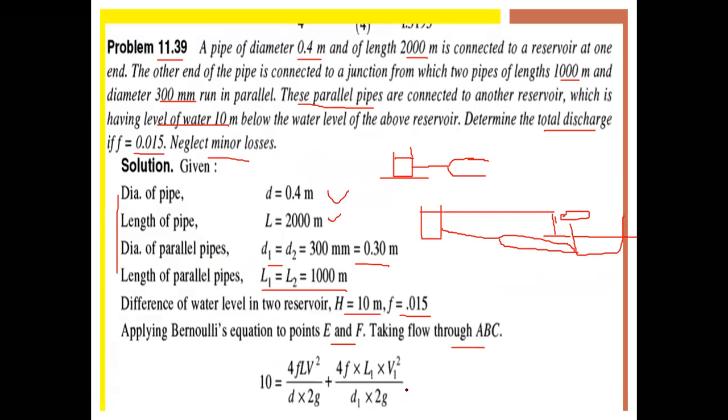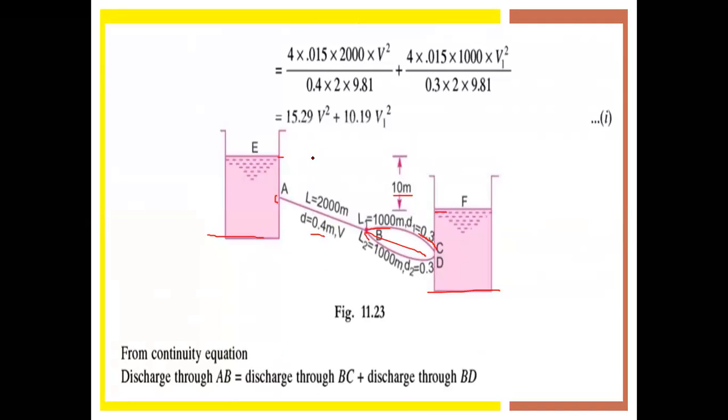Now substitute here, keeping the values there. 4 into F into 2000 into V square by 0.4 into 2 into 9.81, plus 4 into F value, L value, V1 square by 0.3, 2 into 9.81. So if we simplify all this, therefore we are getting 15.29 V square plus 10.19 V1 square. Okay, so 10 is equal to the total.